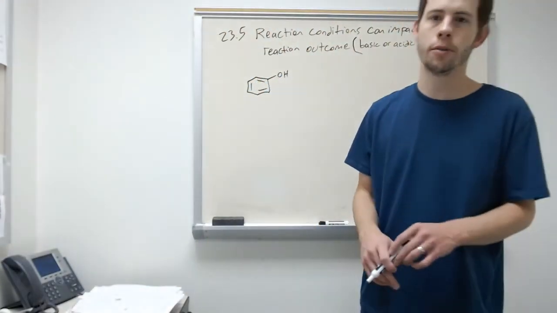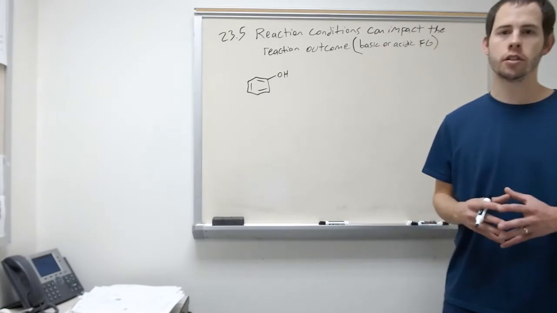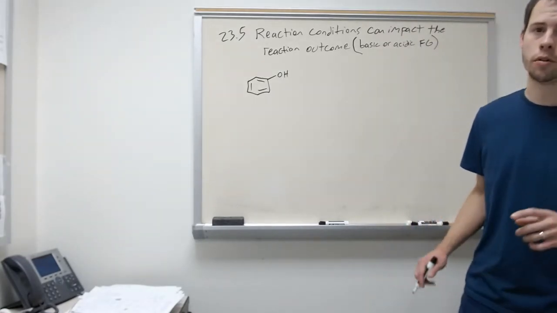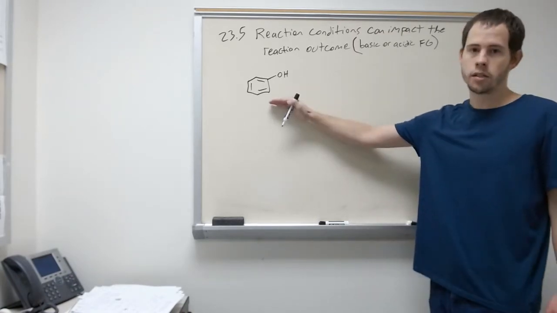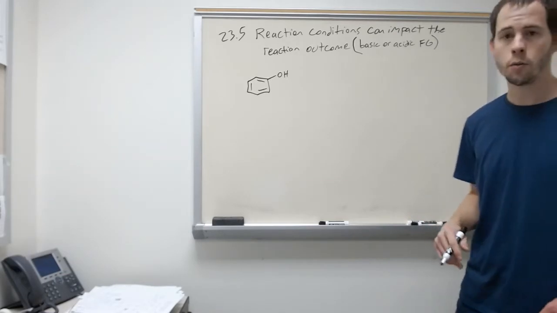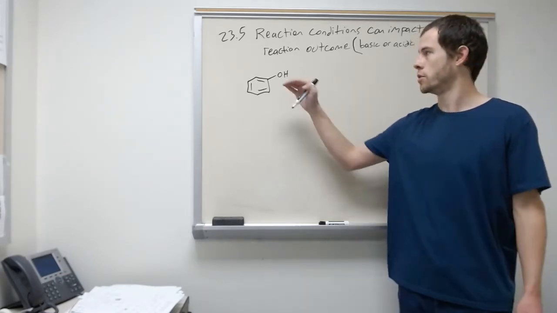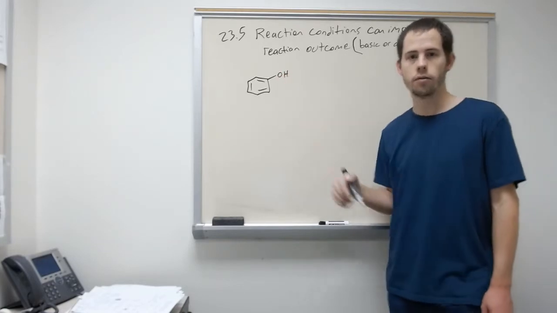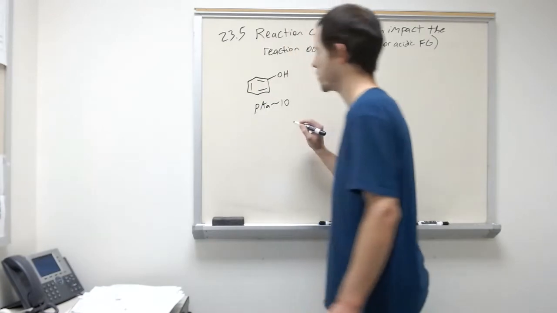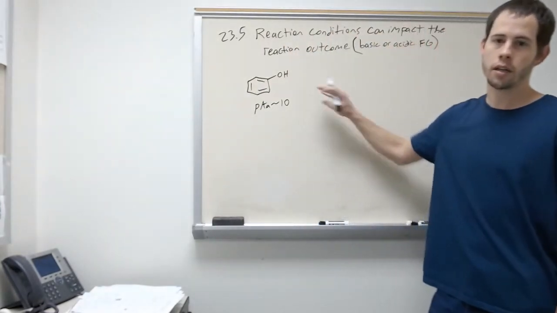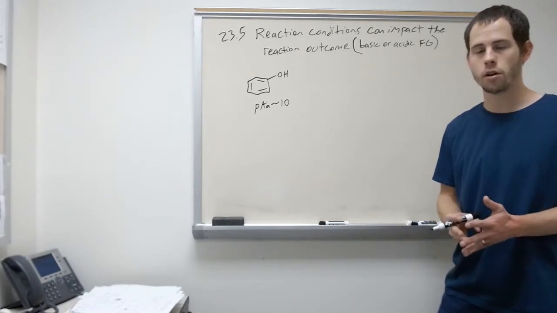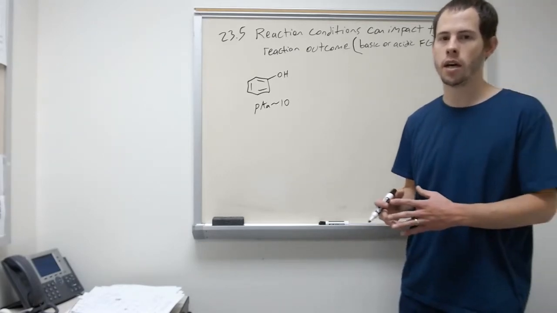Alright, so we're going to move on to 23.5 and talk about how reaction conditions can impact the outcome of the reaction. So this is only important for benzene rings that have basic or acidic functional groups on it. And so basically that's only going to involve phenol. We know these are weakly acidic. The pKa of this proton is about 10. And so this compound is weakly acidic. And the other compound we'll talk about is aniline, where we have a nitrogen on the ring, and we know these are weakly basic. So I'll talk about that in a second.